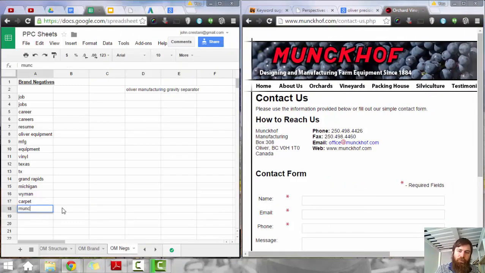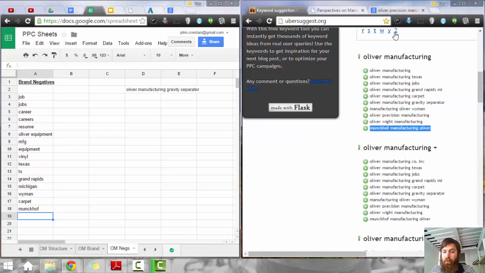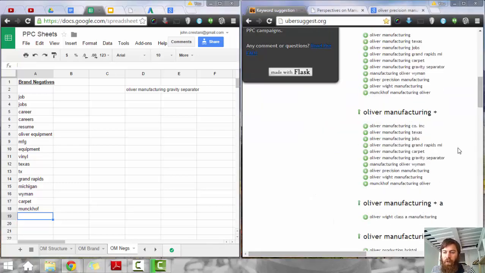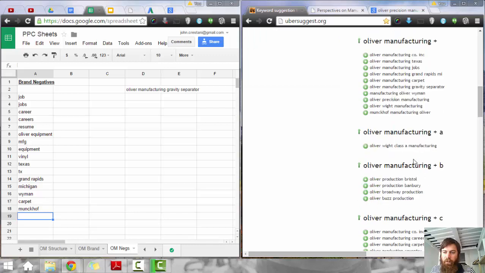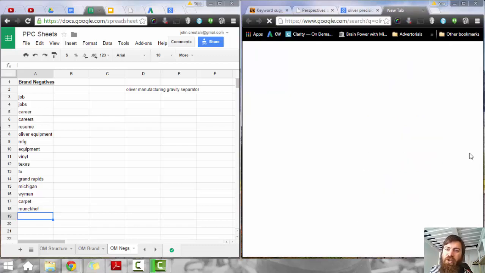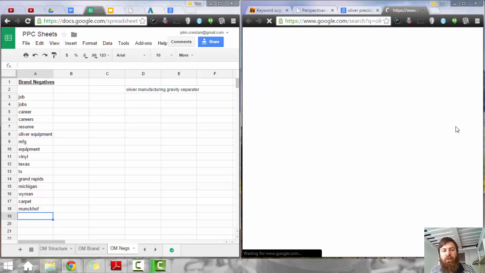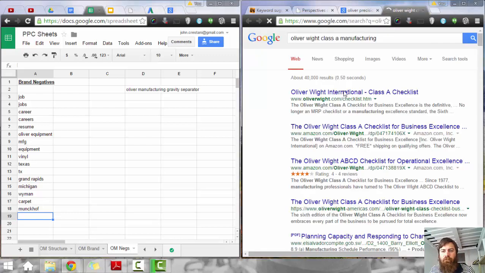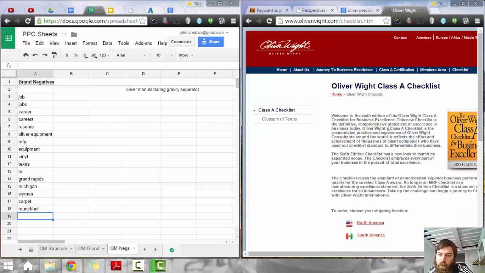So I'm actually going to add Mooncalf as a negative. Maybe the owner's name is Oliver Mooncalf. Who knows? But we're going to use that as a negative there. Oliver White Class A Manufacturing. Again, we're going to have to search for this because we don't know what this is. This is a lot of negatives we have to go through here.